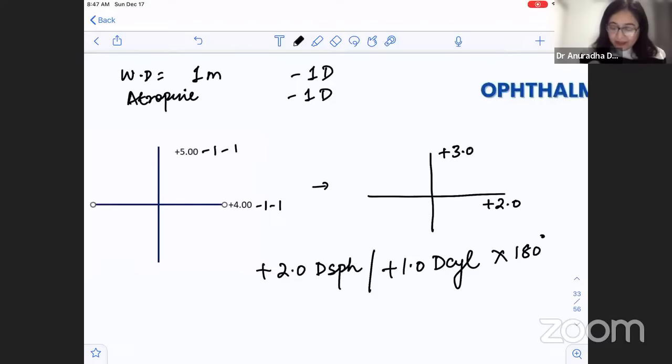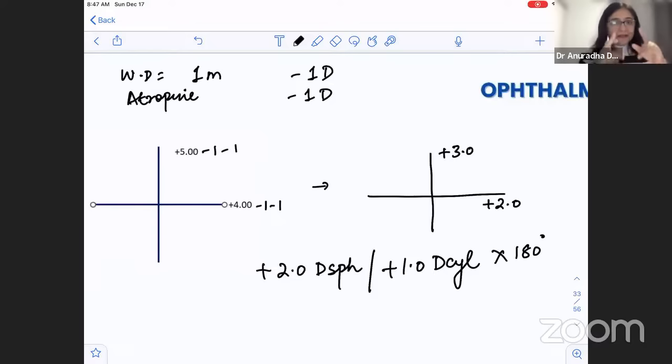Perfect. Okay? Again, beta, there is no confusion in this. It is not a complicated concept. Give the smaller power as a sphere. Then you notice what is the residual, which will be given as a cylinder. Then you see where the cylinder is required. And you place the cylinder at 90 degrees to that axis. Okay, right?